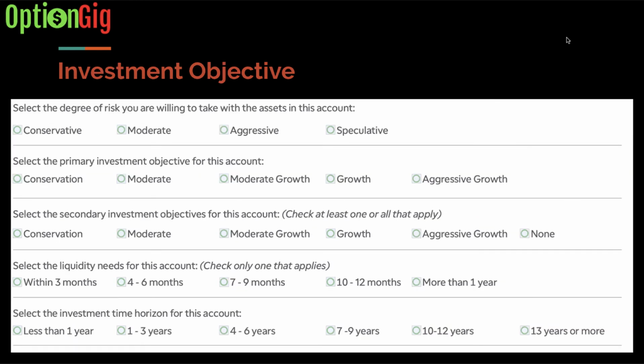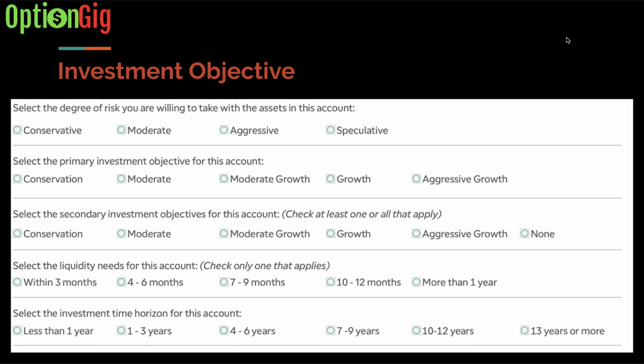Okay. Now, the second set of questions would be related to your investment objective. Meaning, how much risk are you willing to take with this account? Why do you want to have this account? Are you doing it for conservation of capital, or are you opening this account for growing your portfolio, or do you aggressively want to grow your portfolio? What type of risk are you willing to take? Are you a conservative person or a speculative one on the other end of the spectrum? What's your secondary investment objective?